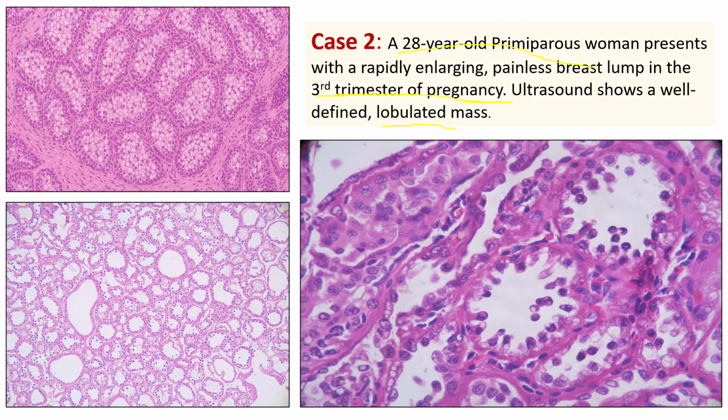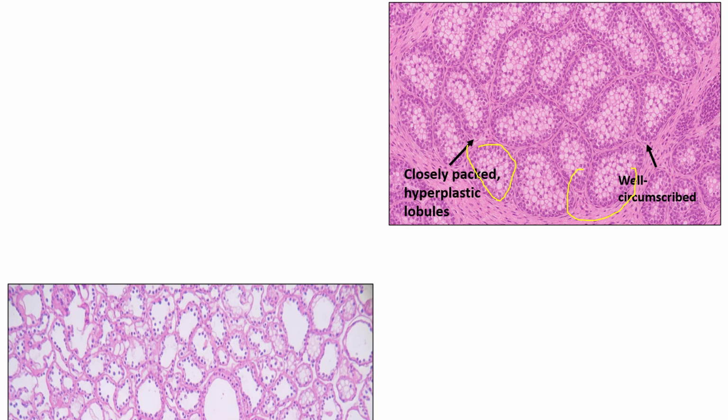So this is the scanner view, this is the low power view, and this is the high power view. In low power you are able to see all these hyperplastic lobules. Each one is a lobule. So you are able to see a well circumscribed lesion which is unencapsulated, and it consists of closely packed hyperplastic lobules.